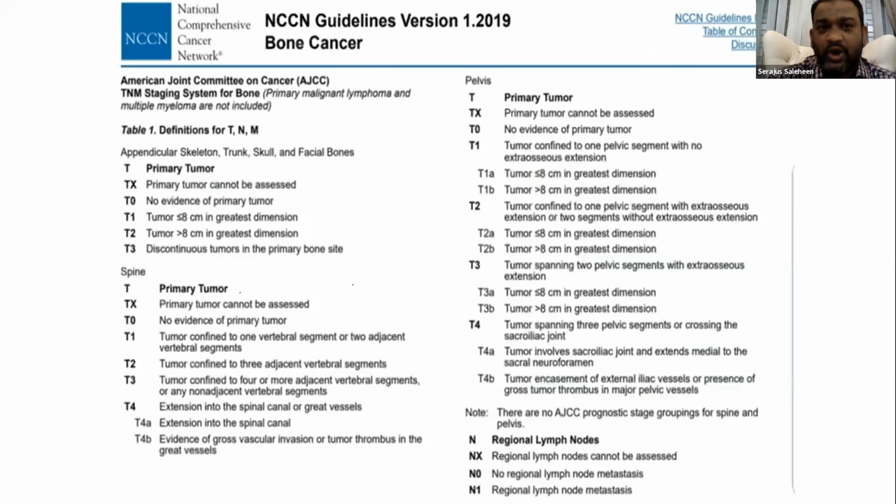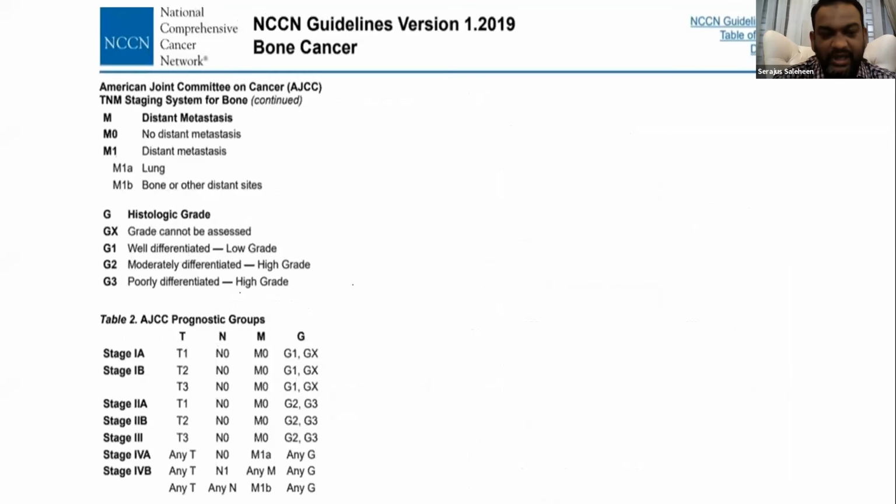But we follow the NCCN guideline for management or diagnosis of the bone tumor cases. In the NCCN guideline, they follow the AJCC staging system. In there, T1 is the tumor less than 8 centimeter in diameter. In T2, tumor is more than 8 centimeter in diameter, and T3 is the discontinuous tumor in the primary bone site. So we now follow the AJCC staging system.